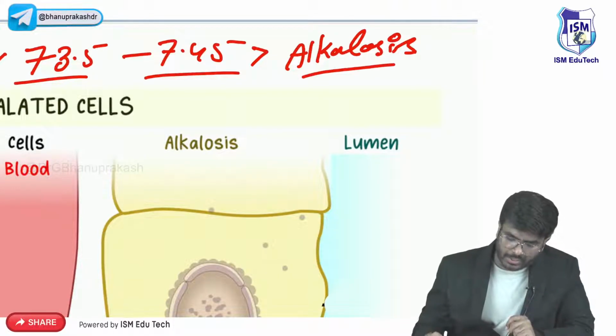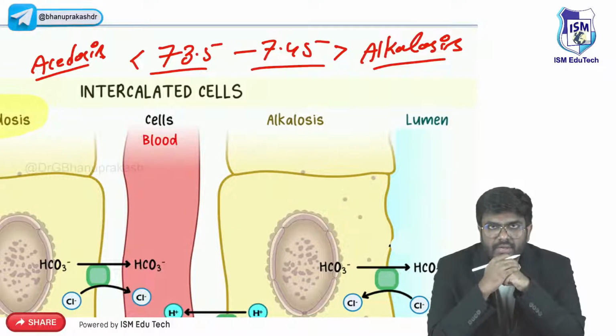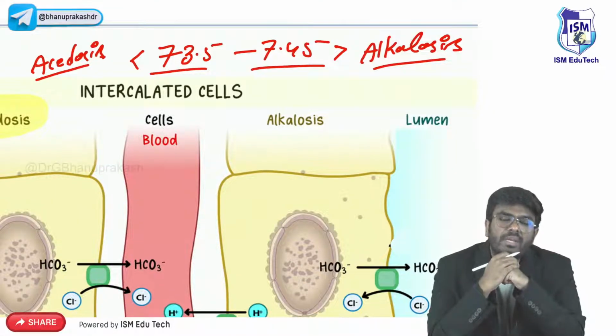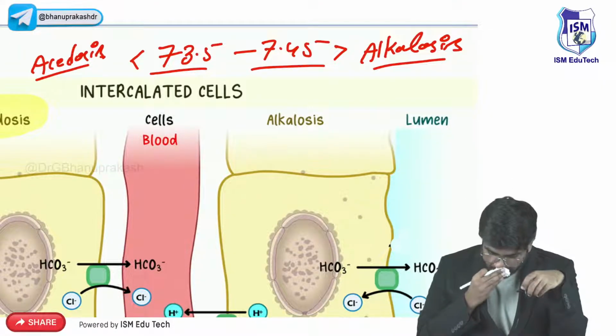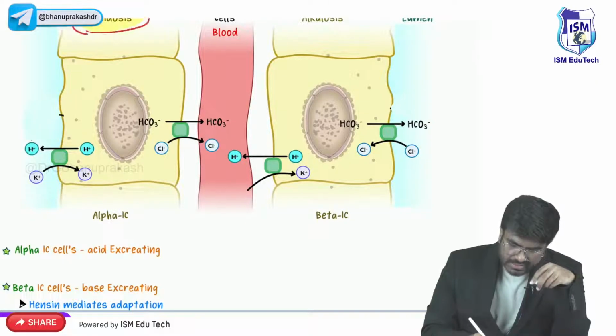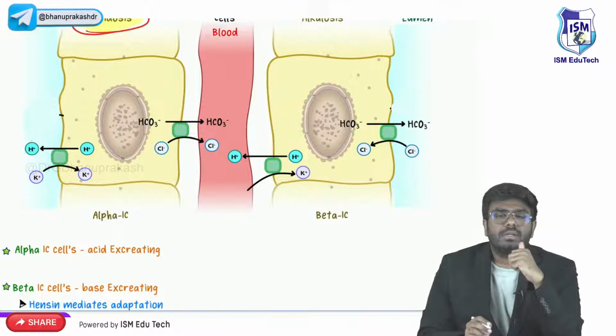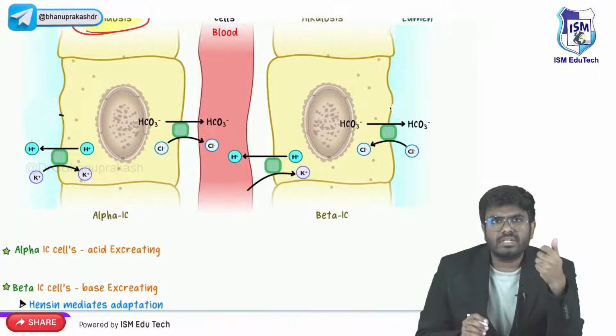Simple. First keep this point in your mind. Normal pH range is 7.35 to 7.45. If your pH is less than 7.35, it is acidosis. If your pH is more than 7.45, it is alkalosis. Now imagine yourself in acidosis. Your kidneys have to help you in maintenance of the acid-base balance. Acidosis is not good. That can actually kill you.